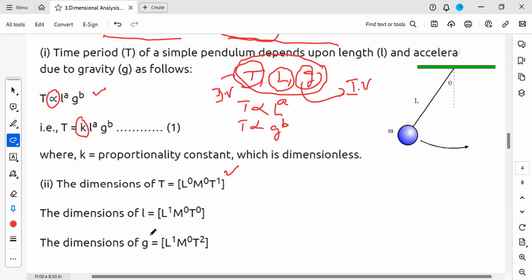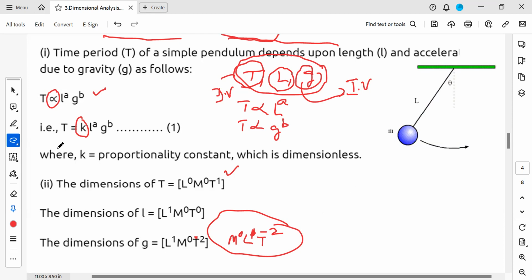The dimensions of g can be written as L power 1, M power 0, T power minus 2. So M power 0, L power 1, T power minus 2 will be the dimensions of acceleration due to gravity.